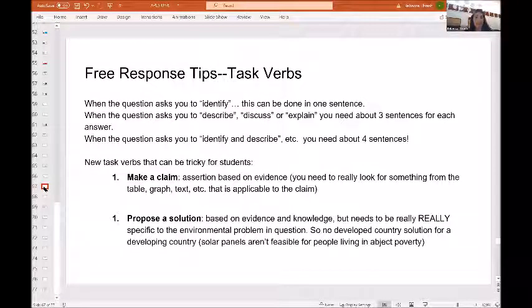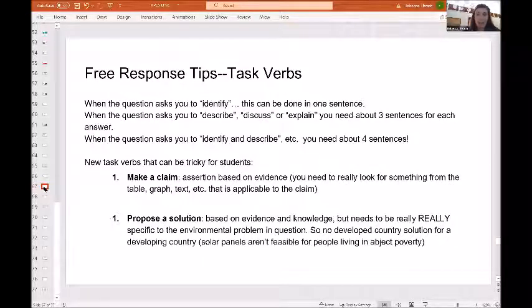Okay, the next thing I have for you guys are those task verbs. In general, when you are asked to identify, boom, that's quick. It is the bald eagle. Done, period, the end, move on. Now, if you have to describe, discuss, or explain, that is going to require a more detailed explanation. So if you're just writing one little sentence, odds are that's not enough detail to fully get that point.